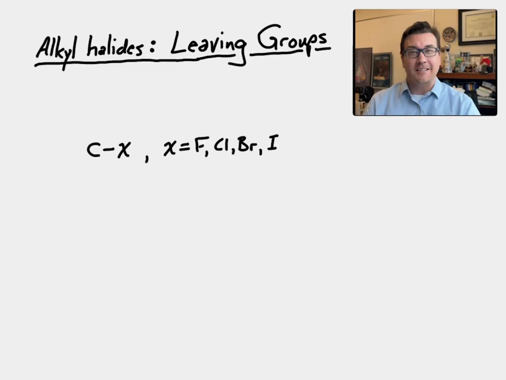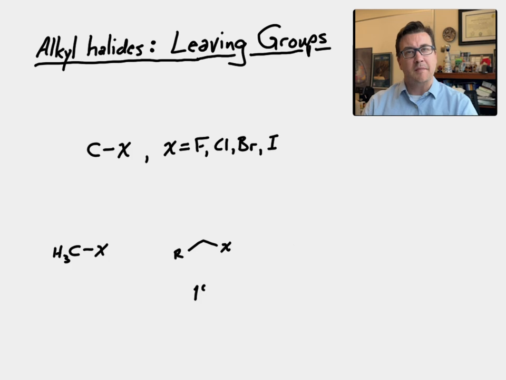Hi, in today's class we're going to be talking about alkyl halides and how they can act as leaving groups in reactions. So first let's look at alkyl halides. These are carbon atoms bound to halogens. Halogens can be fluorine, chlorine, bromine, or iodine.